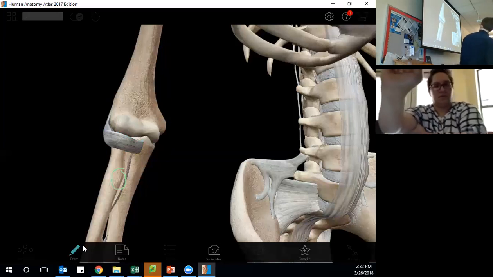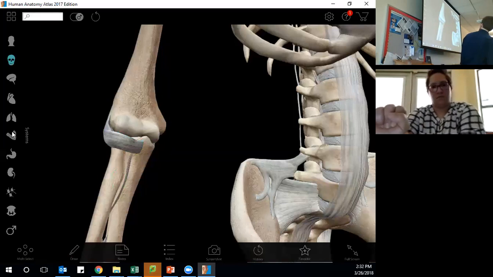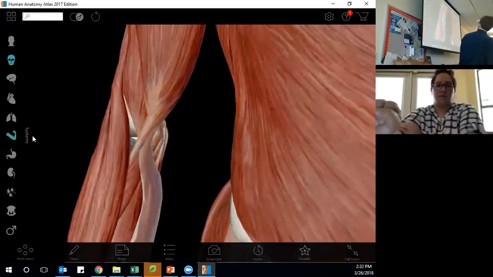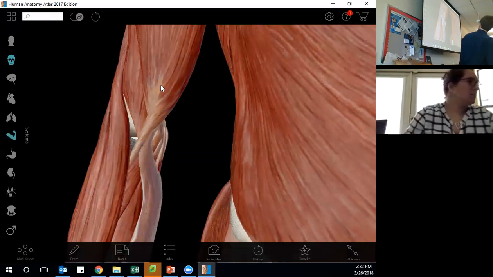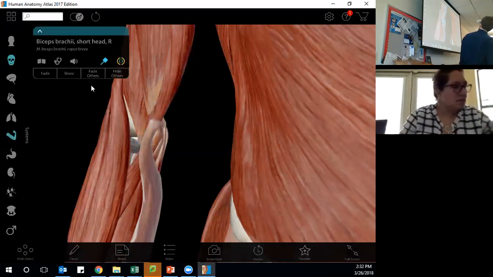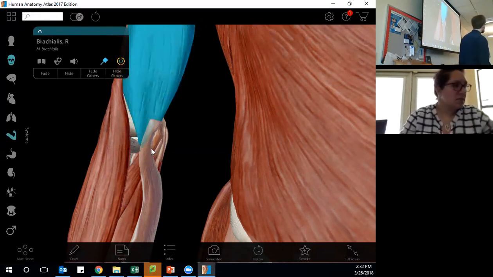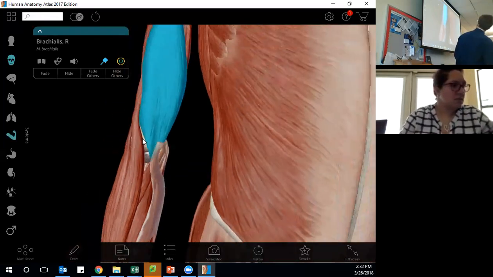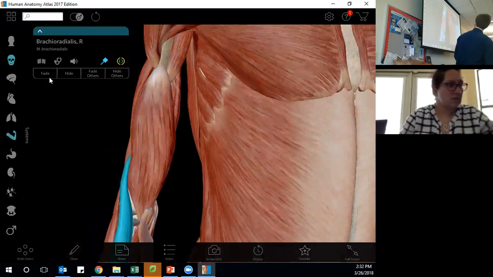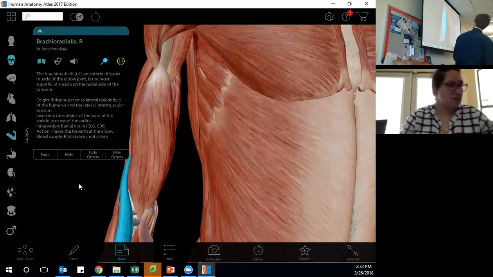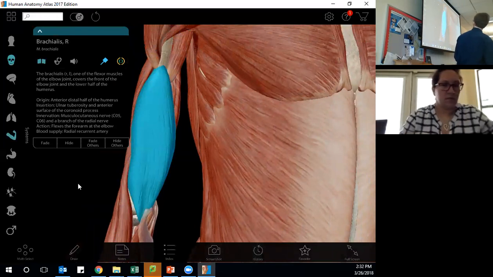There we go. All right, so there's the short head. And it's gone. There's long head. And it's gone. And there we go. Brachialis. So it sits right underneath, coming off the shaft. Insertion, ulnar tuberosity, and anterior surface of coronoid process.